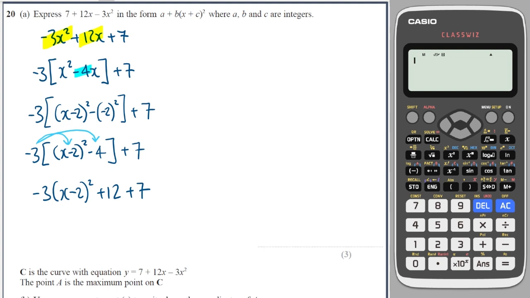Okay, so finally, if I want to write it in the form they ask me to, then the constant term is first, which is going to be 12 plus 7, which is 19. And then b is what we multiply by the bracket, which is minus 3, and then (x minus 2) all squared.